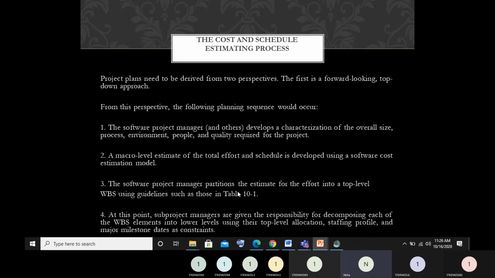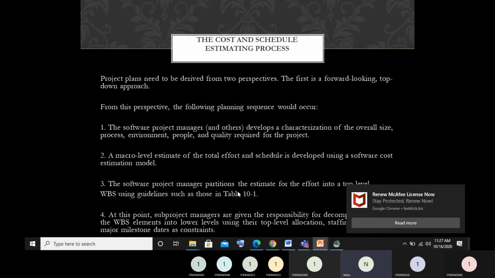Okay. Next topic is your cost and schedule estimating process. So how will you estimate this budget and time duration? How will you schedule it? These project plans need to be derived from two perspectives. First is the forward looking, that is top down approach, and it starts with an understanding of some general requirements and your constraints, your parameters, which derive some budget and schedule. And then we have to decompose those elements into lower level budgets and intermediate milestones. And from this perspective, there are some planning sequences.